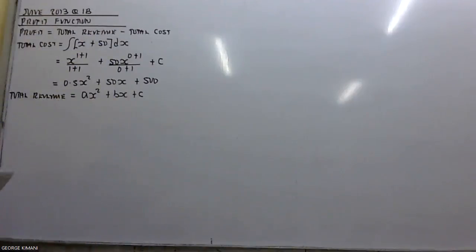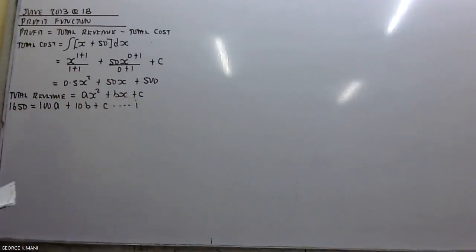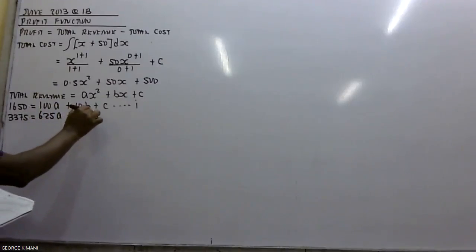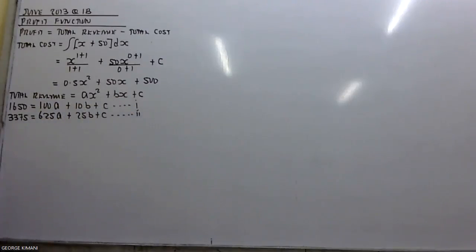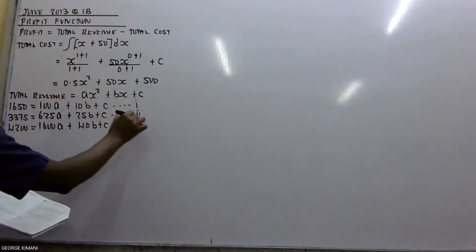So we now substitute, whereby we shall say 1650 equals 10 squared, which is 100. So 100A plus 10B plus C, and that one you call equation number one. Then 375 equals 25 squared, which is 625A plus 25B plus C. And then 4200 equals 40 squared, which is 1600A plus 40B plus C. That is equation number three.